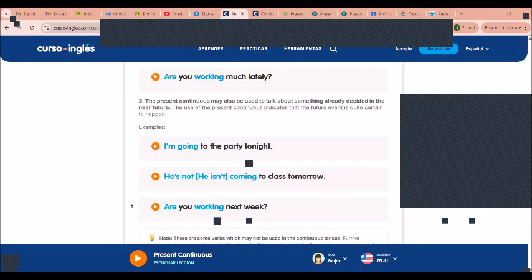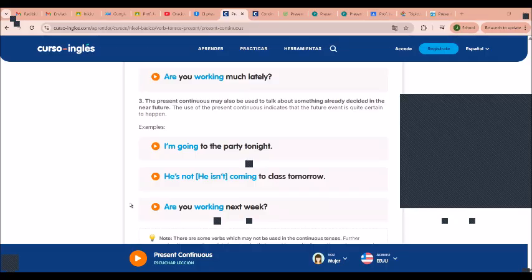The present continuous may also be used to talk about the future, with plans certain to happen. Examples: I'm going to the party tonight. He's not coming to class tomorrow. Are you working next week?